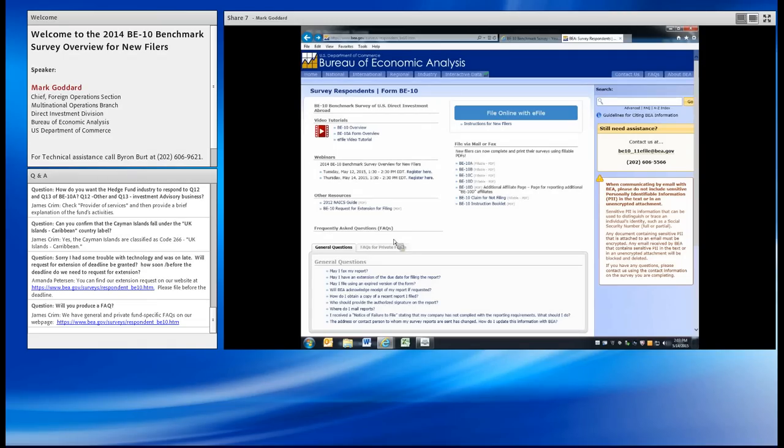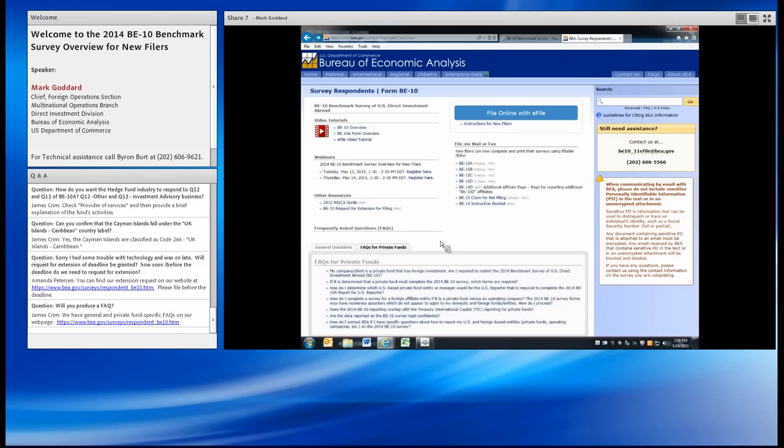Down below, we have general generic questions, and newly added, we have FAQs for funds. These FAQs offer general guidance on how the survey reporting requirements and instructions apply to private funds and their managers. Since many private funds have unique structures and the FAQs cannot address all circumstances, private fund representatives are encouraged to contact BEA for any additional guidance that they may need.